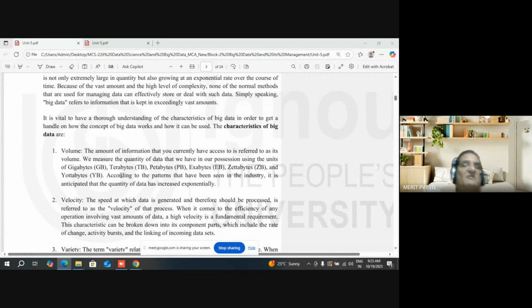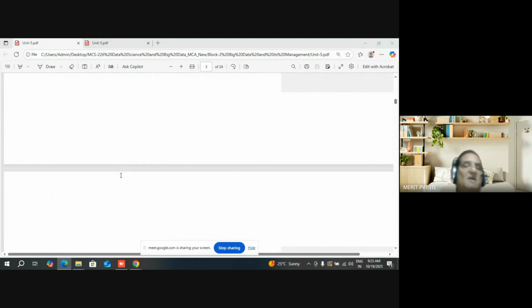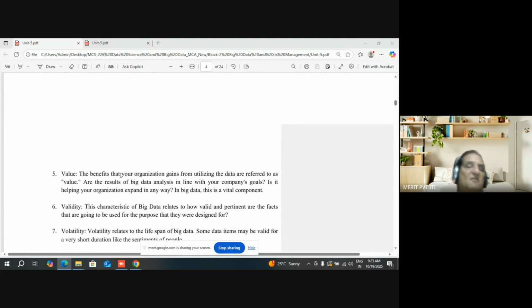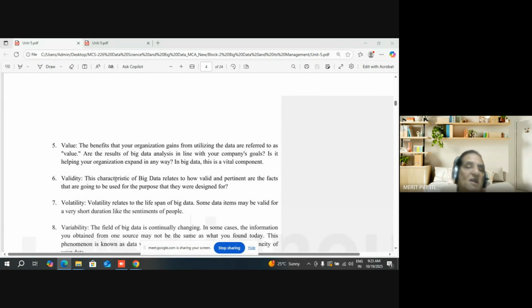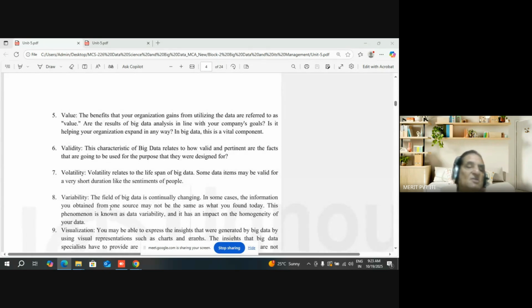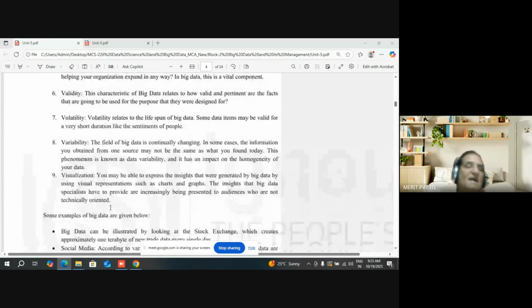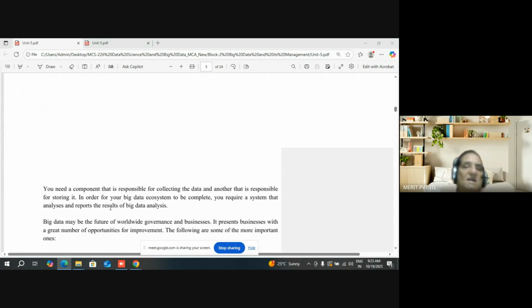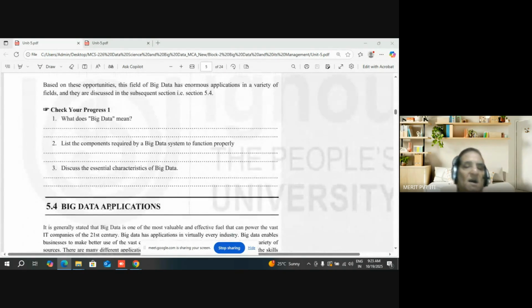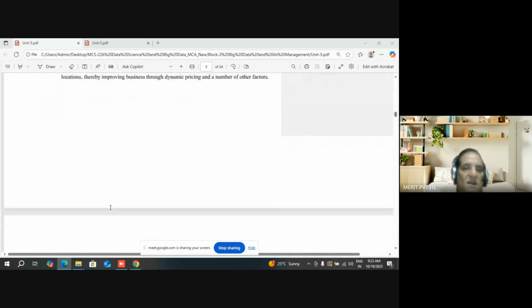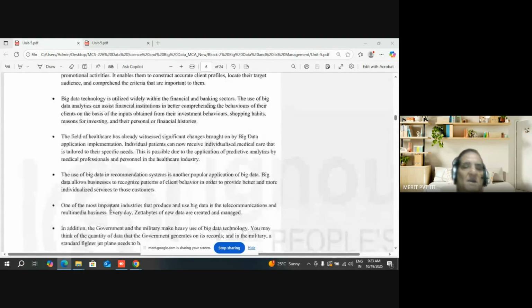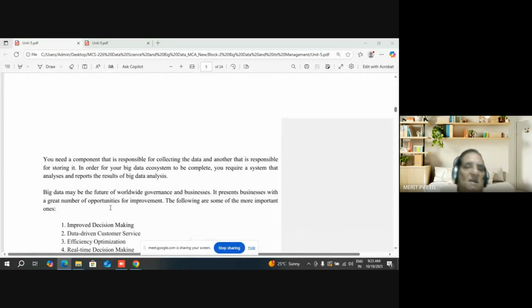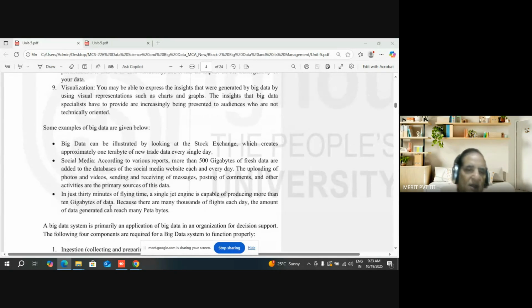It started with 3 V's, it became 4 V's. Ultimately, it has become 8 V's. That is value, validity, volatility, and variability. All these, and visualization, make it 9 V's. So that's what you can see. There will be a diagram for us. No, the diagram is not given here. But there is a diagram which shows all these 9 V's in the second. I'll give you the diagram later.